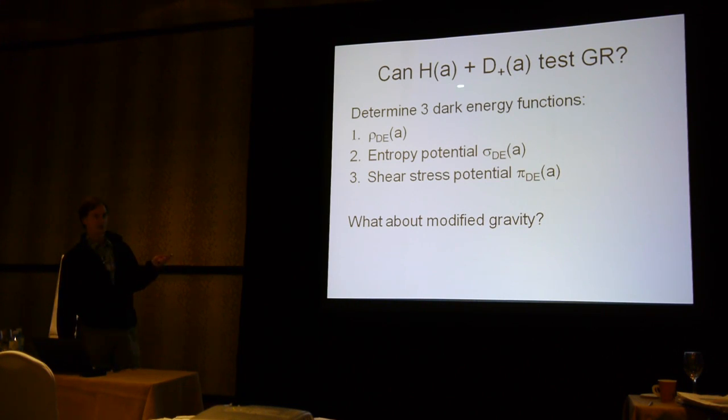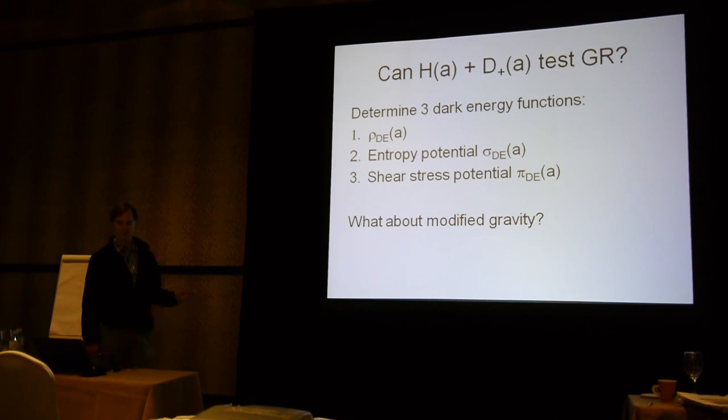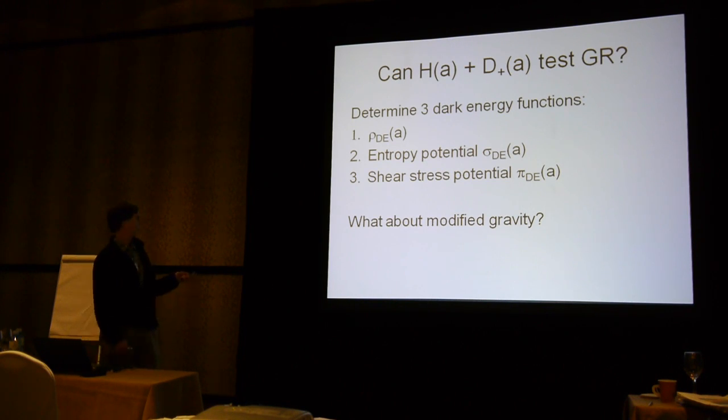The overall question which I formulated, and I want this to be one of the main lessons of my lectures, is that from measurements of the Hubble expansion history and the growth of density fluctuations, we do not have enough information to test general relativity or other theories of gravity. And you can see that just by counting the number of functions. There are two measured functions here. I'm ignoring the scale dependence by assuming we're in the long wavelength limit, where all the density fluctuations are growing at the same rate, so there's no scale dependence.